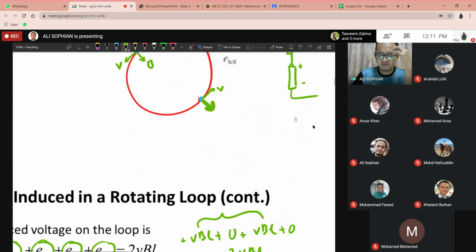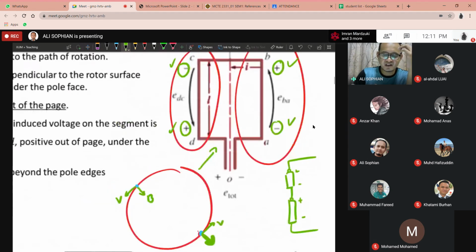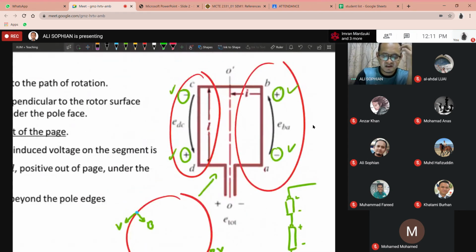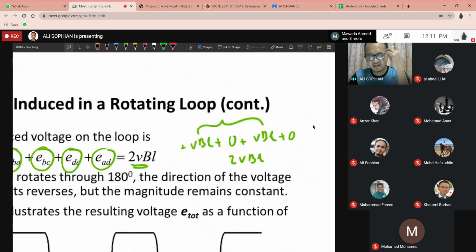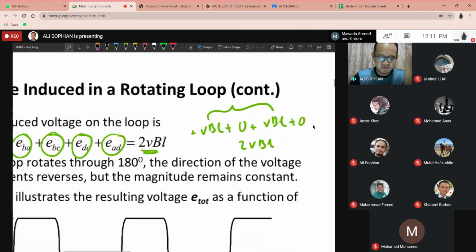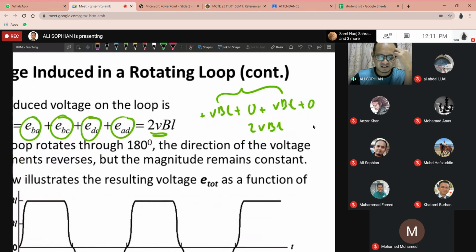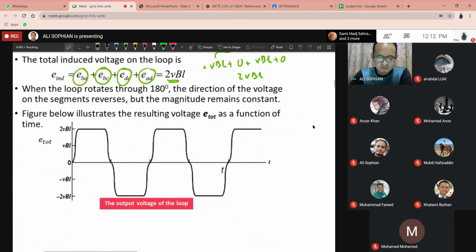If, for example, somehow you got the opposite result here, instead of negative, positive like this, you got this one positive and this one negative, then the total voltage will be 0. So there is no induced voltage around the loop. But fortunately, what we got is the other one. So the total will be 2 VBL. If there's no voltage induced, total is 0, then our generator is not going to work.